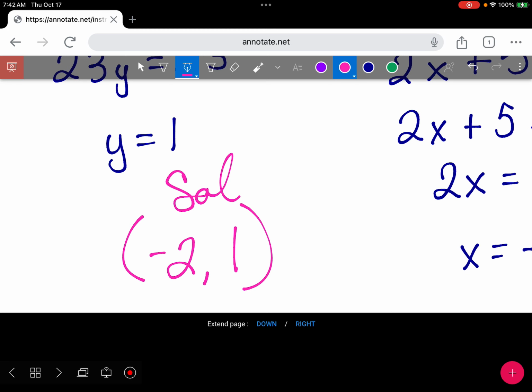If we had chosen to eliminate out the y's first, we would have gotten the exact same answer. It genuinely does not matter which one you do first. It does not matter. Driver's choice, creative freedom.